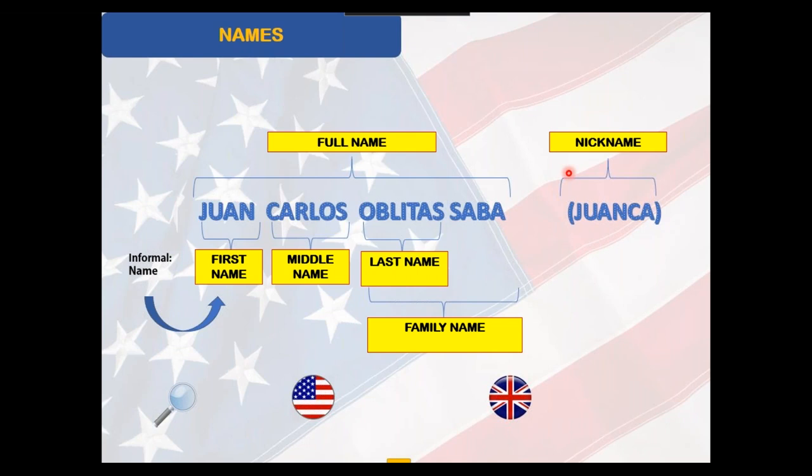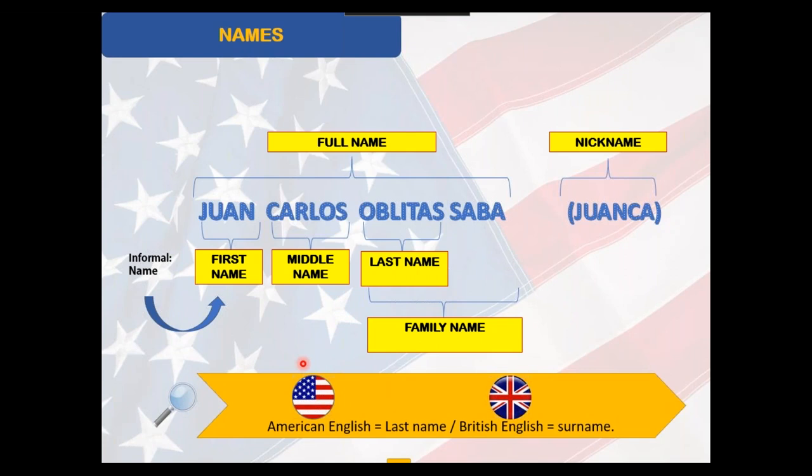Perfect. Now, please pay attention to this thing. In American English, we can say last name. Yes, last name, as you can see here, last name. But in British English, okay, a synonym of last name is the surname, okay? Surname. Pronunciation, please, surname. Yes. So you can use whatever, no problem. Last name or surname. Correct.